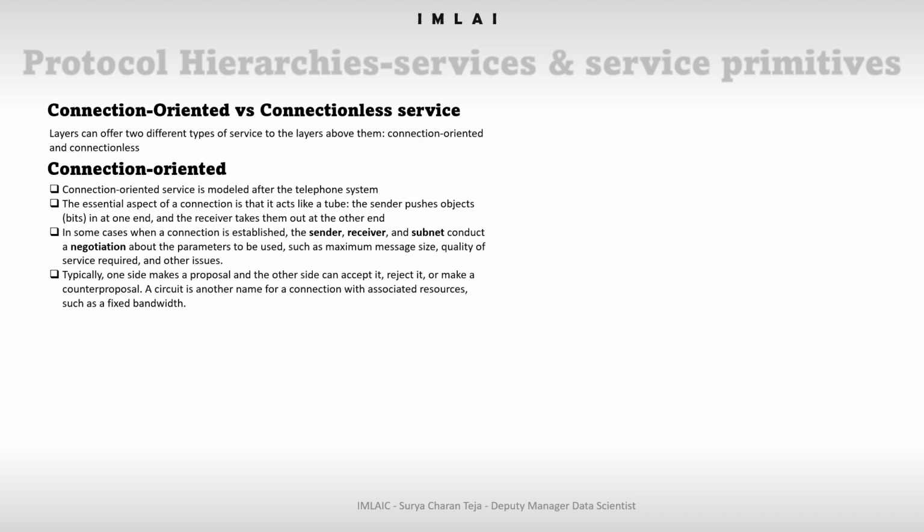In some cases, when a connection is established, the sender, receiver, and subnet that we have discussed in our previous slides conduct a negotiation about the parameters to be used, such as maximum message size, quality of service required, and other issues. Typically one side makes a proposal and the other side can accept it or reject it.